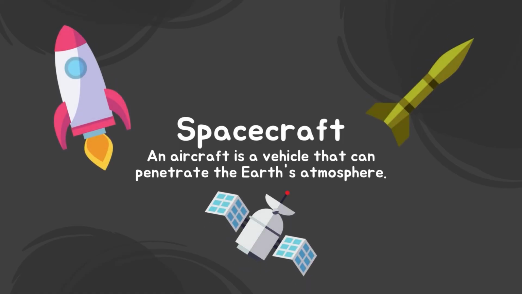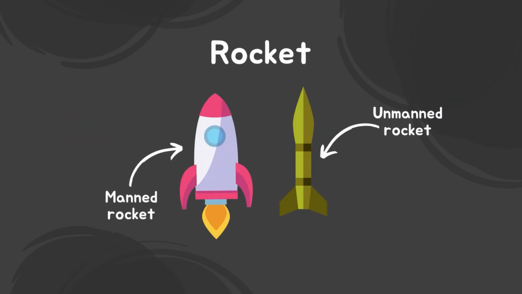Moving on to spacecraft, these vehicles are slightly different from aircraft due to the fact that they have to penetrate the Earth's atmosphere in order to reach space. In addition, space is different from Earth's atmosphere. Space has no air. A rocket is an example of a spacecraft. Rockets can be manned or unmanned. Examples of unmanned rockets are missiles, and examples of manned rockets are space shuttles.